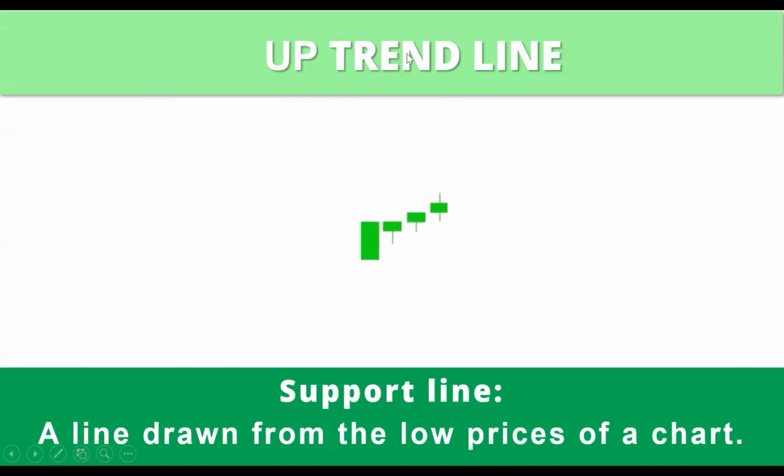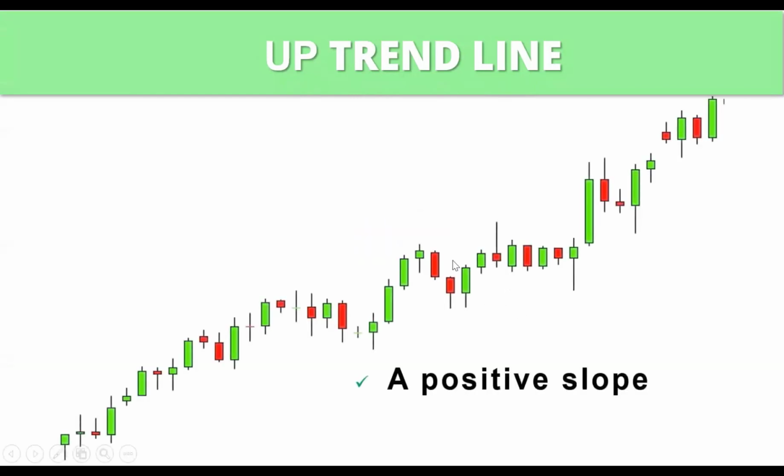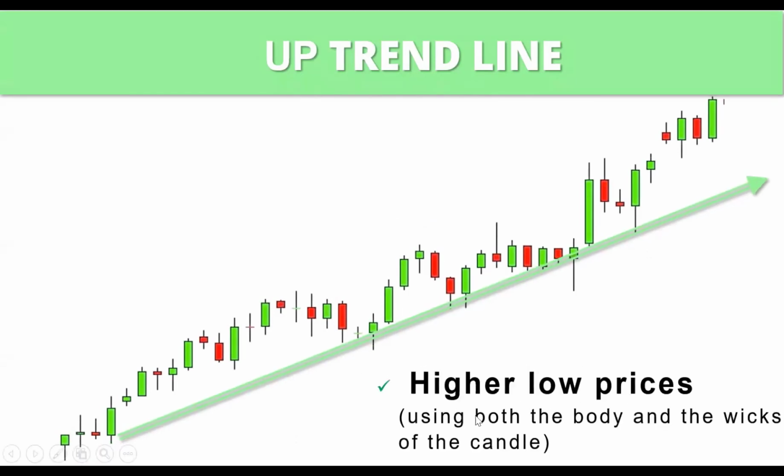Masterclass lesson 7, 3 top market trends. So as we've mentioned before, there are 3 types of trend lines. There is an uptrend, which has a support line where a line is drawn from the low prices of the chart. It has a positive slope. There are higher low prices using both the body and the wicks of the candle.